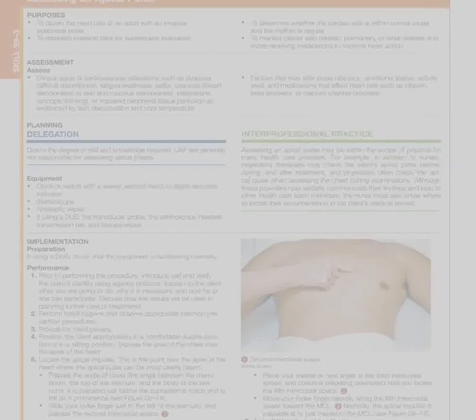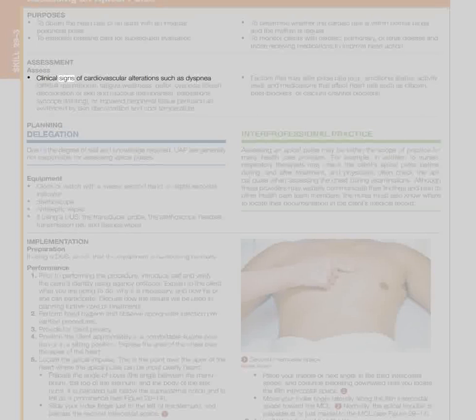Assessing an apical pulse. Skill 29-3. Purposes: to obtain the heart rate of an adult with an irregular peripheral pulse; to establish baseline data for subsequent evaluation; to determine whether the cardiac rate is within normal range and the rhythm is regular; to monitor clients with cardiac, pulmonary, or renal disease, and those receiving medications to improve heart action.